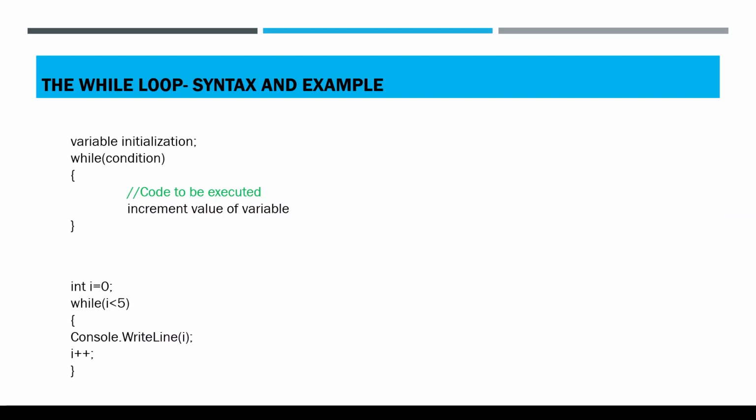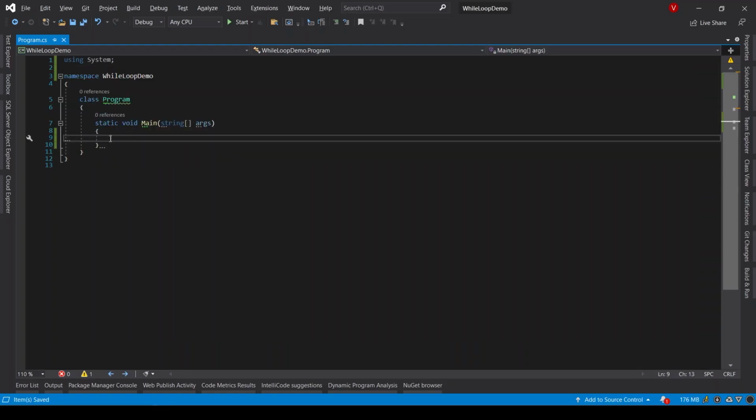Here is the example. The variable I is initialized before the while loop. Then inside the while loop, we provide a condition that is I less than 5. That means this loop is to be executed until the value of I is less than 5. And inside we write the Console.WriteLine statement to print the value of I on the console, and we increment the value of I by 1. Now let's switch to Visual Studio to understand the while loop practically.